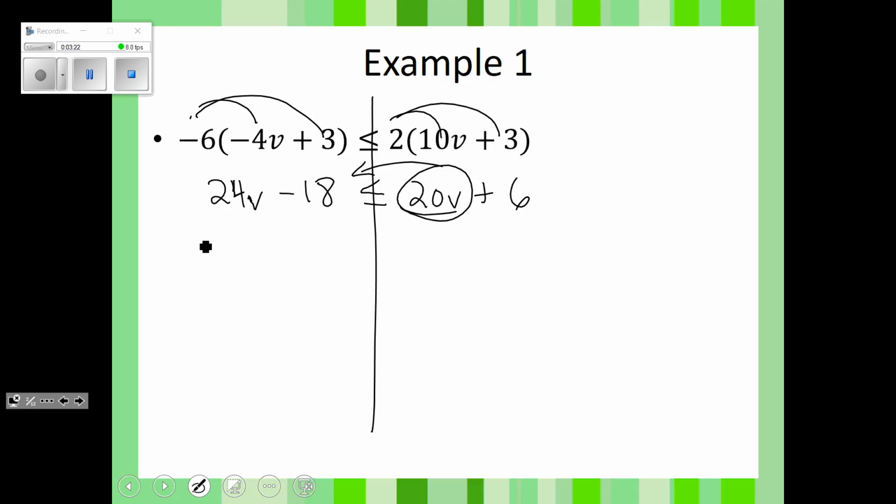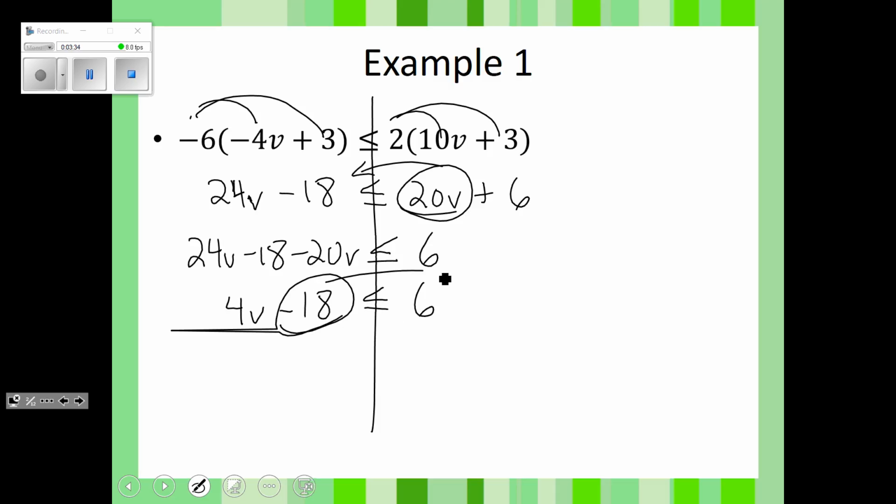So try to keep your variable positive, then you won't have to worry about forgetting that little rule. So 24v minus 18 minus 20v will make 4v minus 18 is less than or equal to 6. And then I'm going to move the 18 over and add 18. So 4v is less than or equal to 24. And when I divide by 4, v is less than or equal to 6. Okay, then we got to graph them.